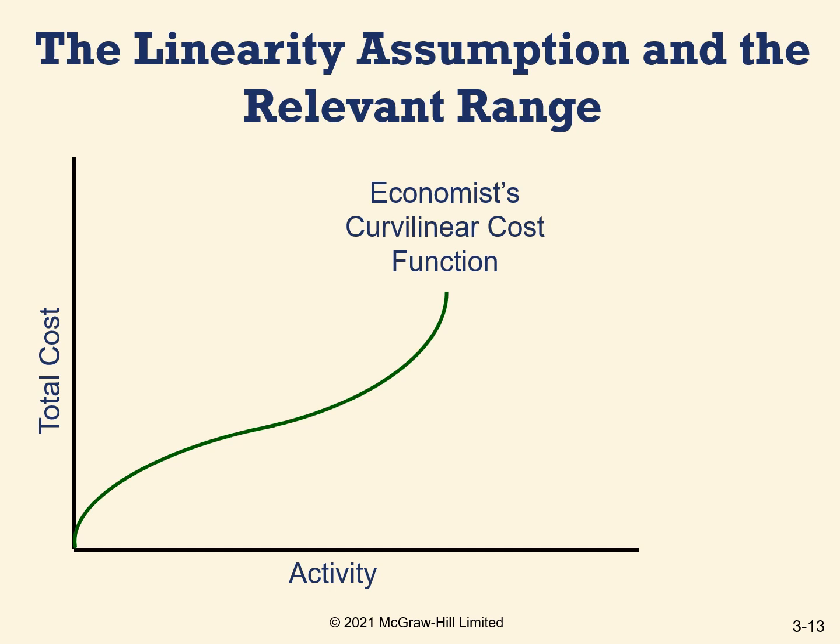So we have this linearity assumption and the relevant range. This function here, we have activity on the bottom and total cost here. From an economics point of view, they know the cost function as kind of this curved line. So it's not directly proportional. You have variable costs, you have step costs. So this is the general line at which costs will function.